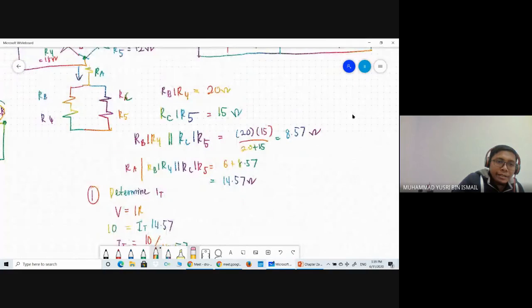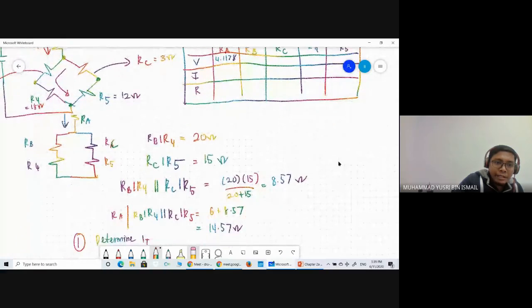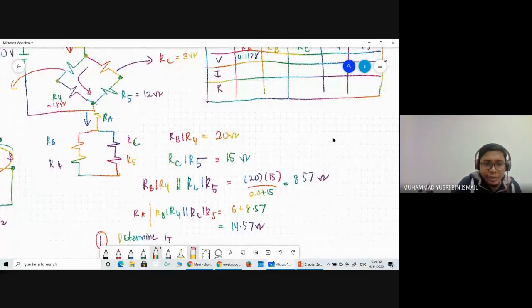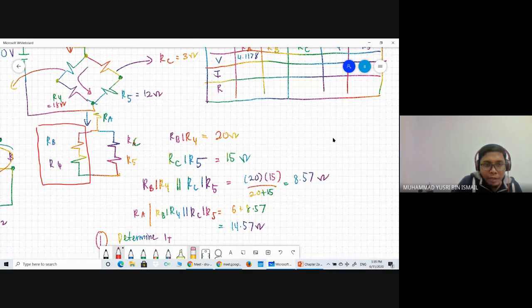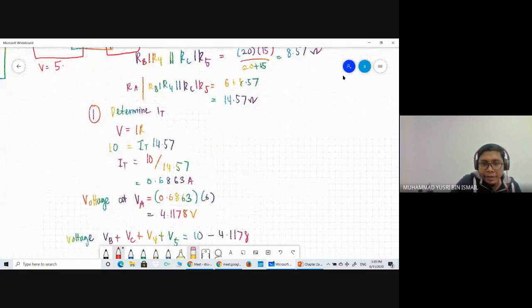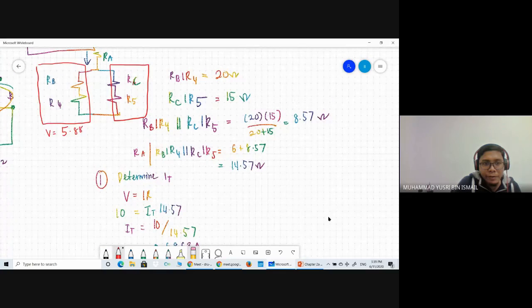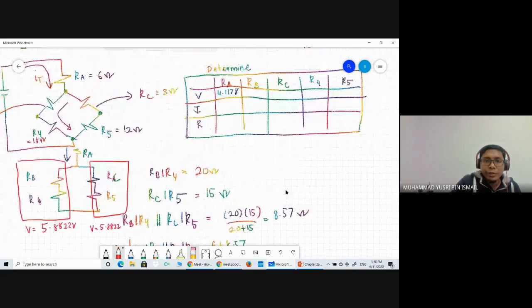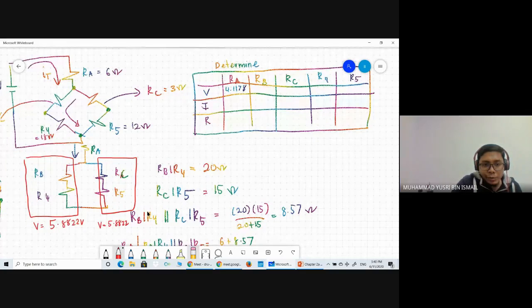Now we know that the voltage in parallel is actually equal to each other. So basically voltage at this part and voltage at this part is equal to each other. So here V is equal to 5.8822. So using this knowledge, you can actually calculate the voltage at RB, RC, R4 and R5.